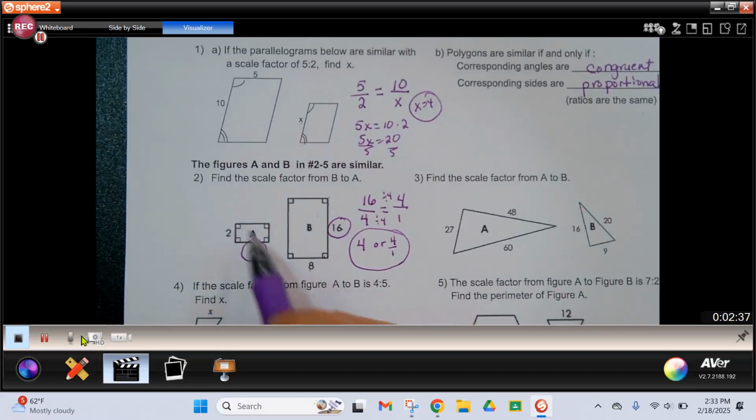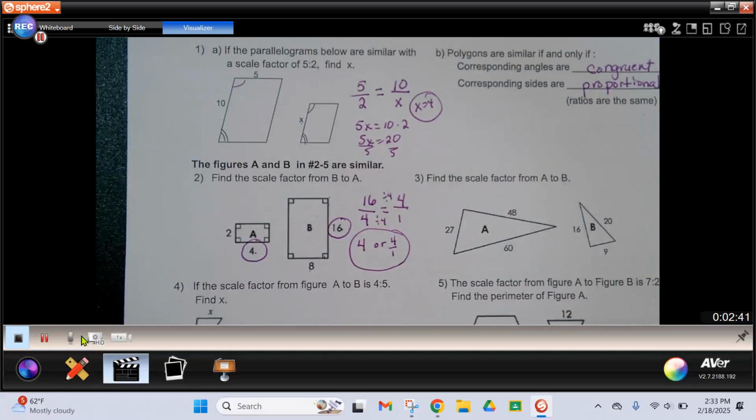You could have used 8 and 2, and you'll get the same scale factor. That's the whole point. With similar figures, whatever pair of sides you pick, the ratios will be the same.